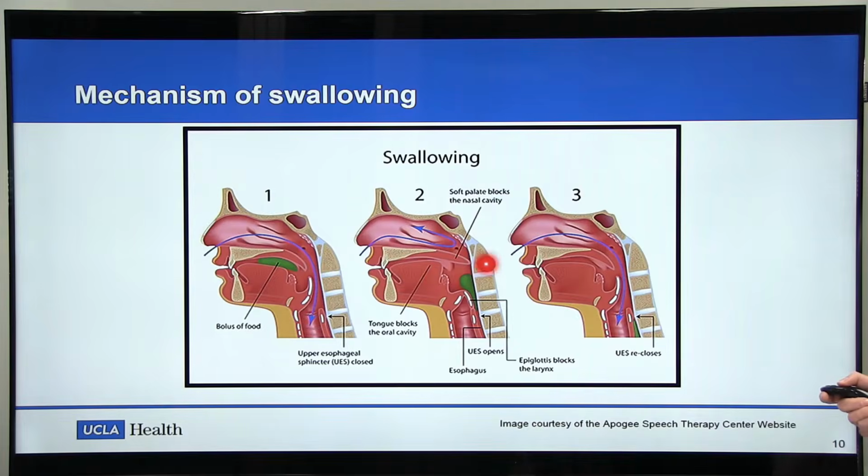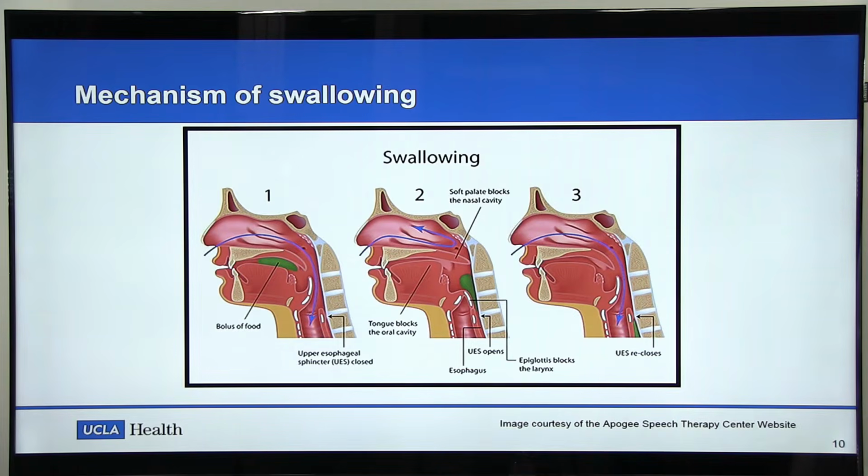Moving on to picture number 2, 3 important things need to happen. Number 1, the soft palate needs to close, and that's to prevent liquids from regurgitating up into the nose. The epiglottis needs to close, and that's to prevent solid food or liquids from moving down into the trachea or windpipe. And finally, that upper esophageal sphincter needs to open to allow the bolus of food to move smoothly down into the esophagus where we want it to go.